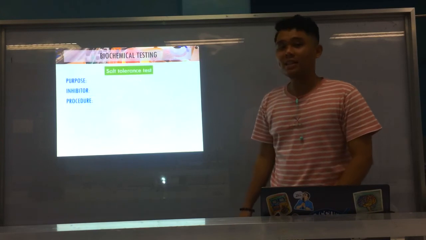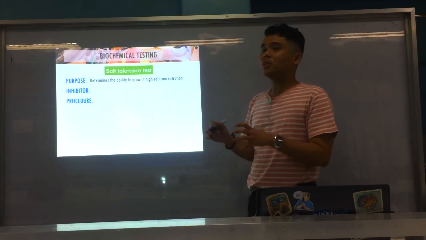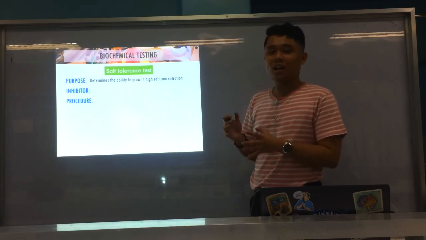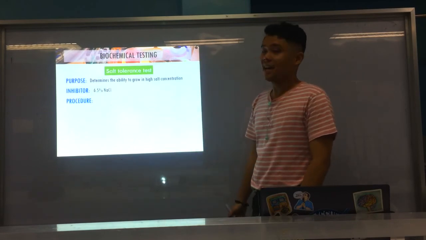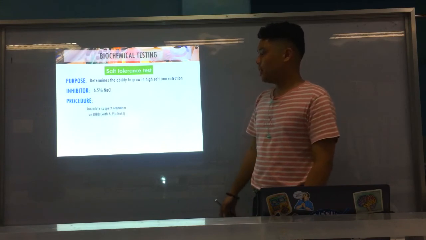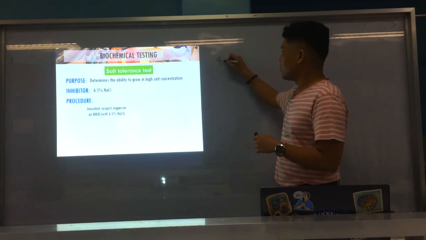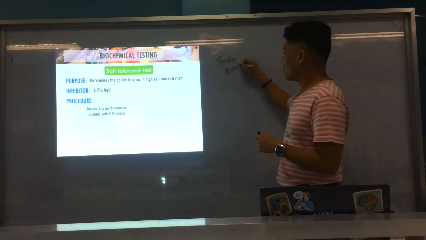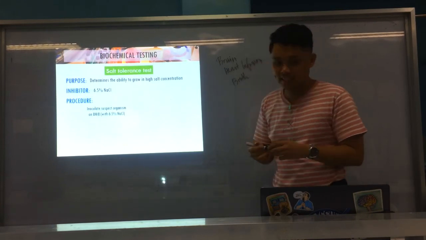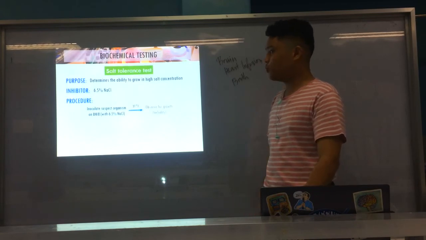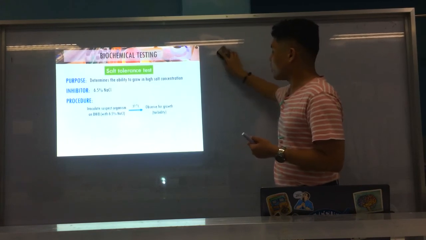Alright. So your salt tolerance test, or again, 6.5% NaCl, has quite the same rationale. You want to determine if the organism can tolerate or withstand high salt concentration, in this case, 6.5% NaCl. Alright, so still the same procedure. You inoculate the suspect organism on BHIB or brain-heart infusion broth. So this is again a broth, brain-heart infusion broth with 6.5% NaCl. And incubate, if it grows, then therefore they can tolerate 6.5% NaCl. So you observe for turbidity.